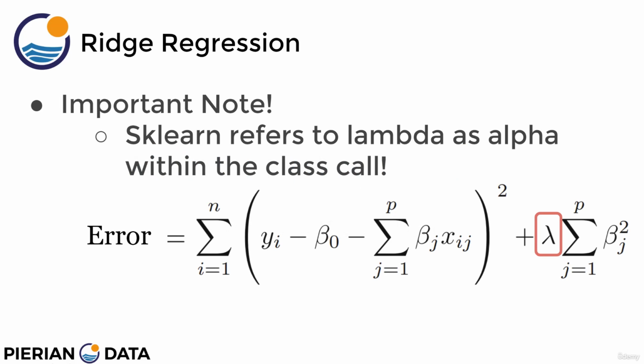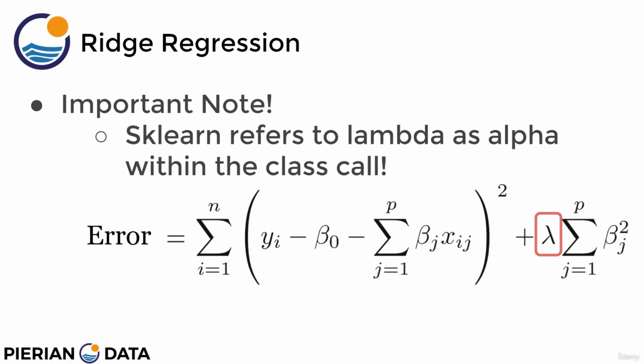The first important note is that internally within the class call for ridge regression, scikit-learn refers to lambda as alpha. The main reason for that is the tunable hyperparameter across many different model types within scikit-learn is just always called alpha. That way you don't need to memorize all these Greek letters referring to specific equations for various models. Instead, they decided to maintain as uniform a framework as possible where these tunable hyperparameters are just referred to as alpha. So keep that in mind.